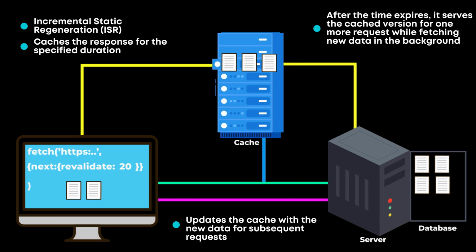From the examples, I hope you understand how to use the different cache options to control the cache behavior using the fetch method in Next.js.